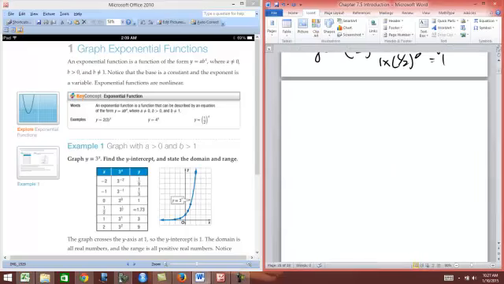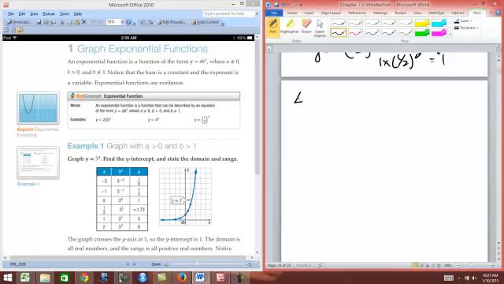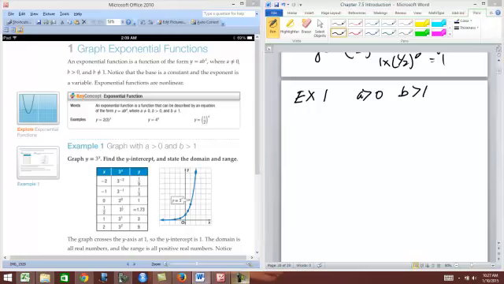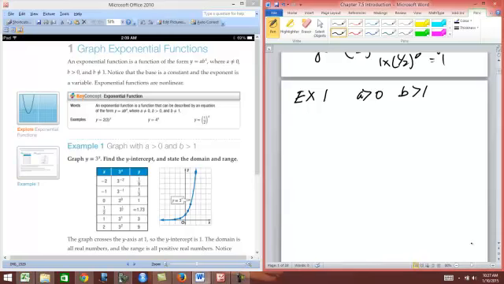Okay, now I'm all set. So we got example 1. Graph with A greater than 0 and B greater than 1. B, by the way, can never be negative. And if you think about it, you're going to see why. The graph would not be continuous, because if B were negative, it would be constantly changing from negative to positive.